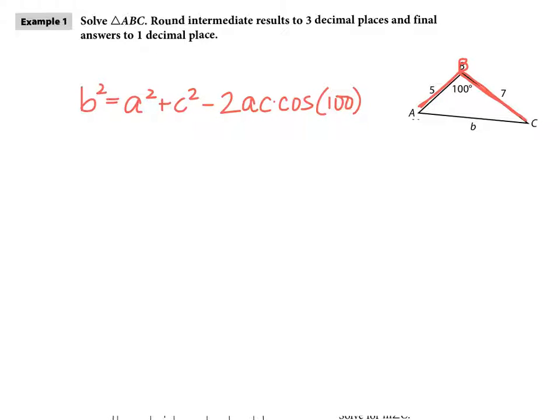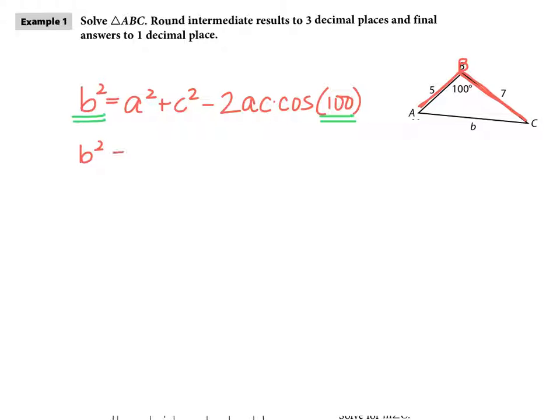So notice that this side length that you're trying to find and the angle across from it should bookend your entire equation. And everything else in your equation should be values that you've been given. So once you have that set up, you can go ahead and solve. So this is going to give you, plug in values.